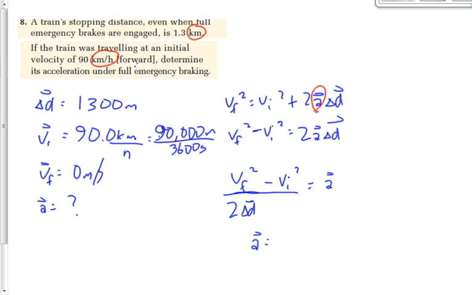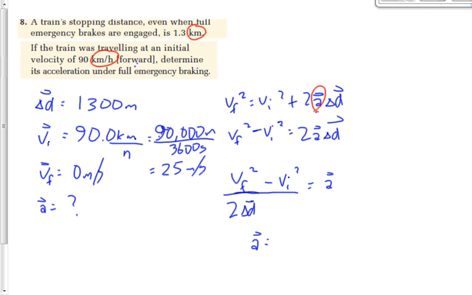Lightning fast math in my head. It's going to work out to be 25 meters per second. Okay. How did I do that one so fast in my head? 90,000 divided by 3,600. Because I've seen 90 kilometers per hour a million times, and I just remembered that 90 kilometers per hour is 25 meters per second. So I cheated. Okay. In the end, that's how you still do it if you don't remember that.